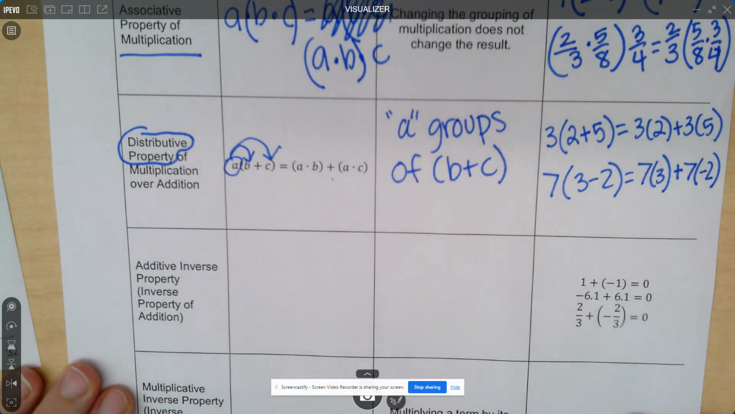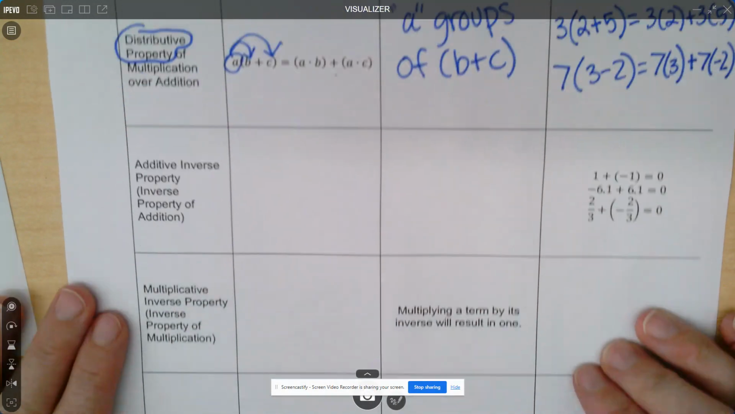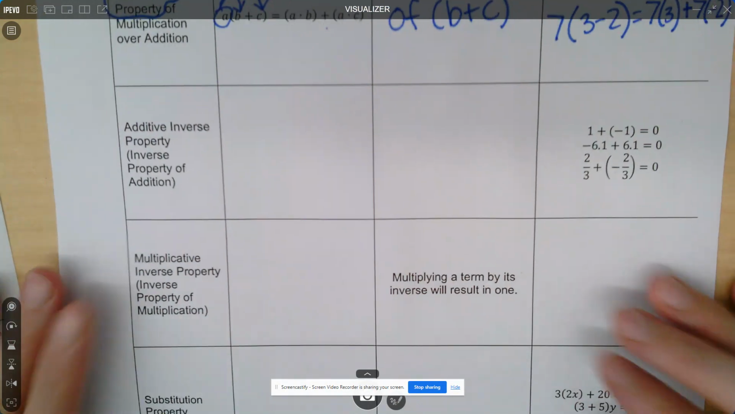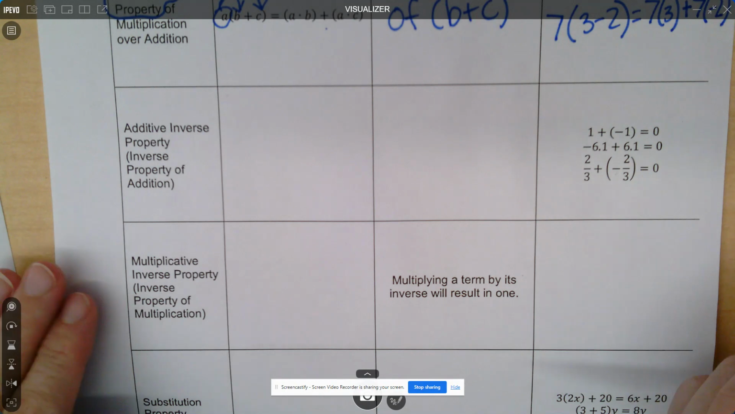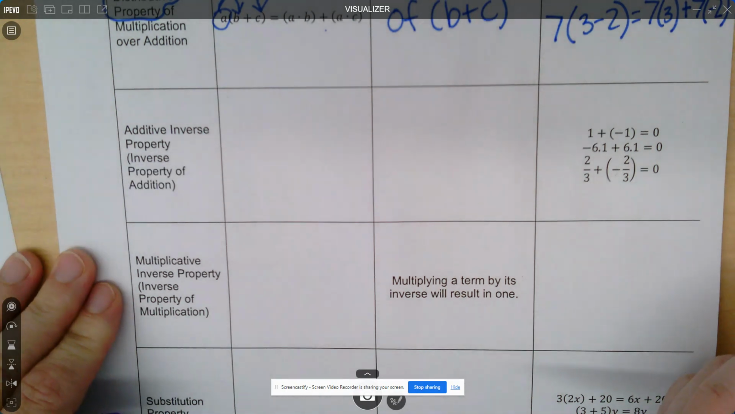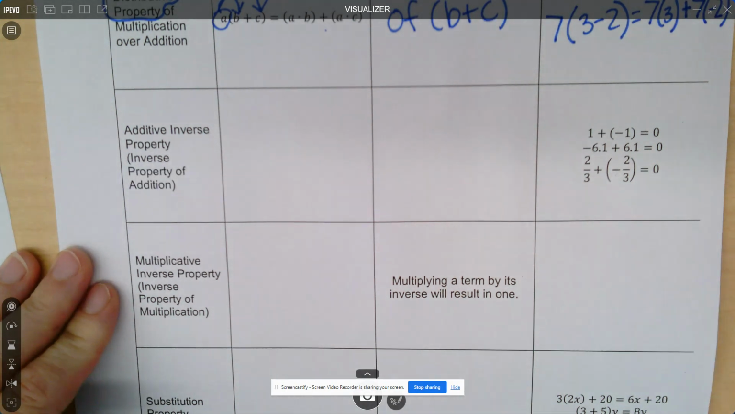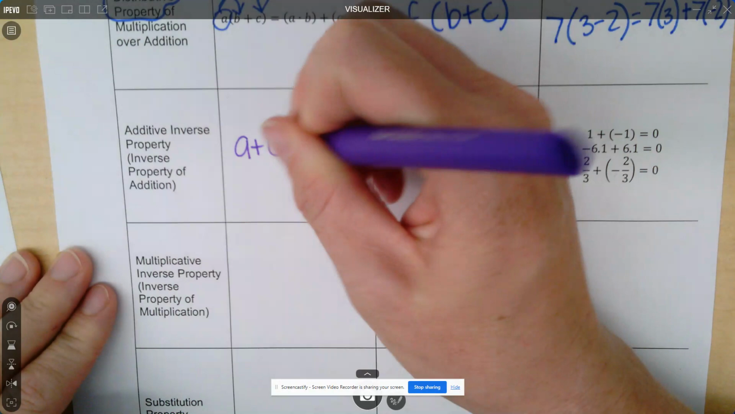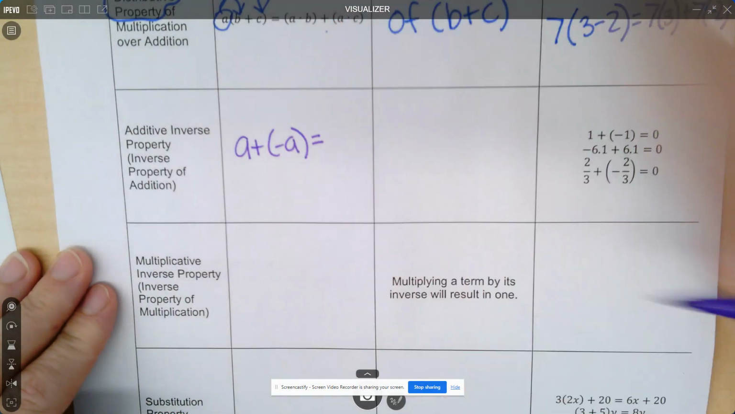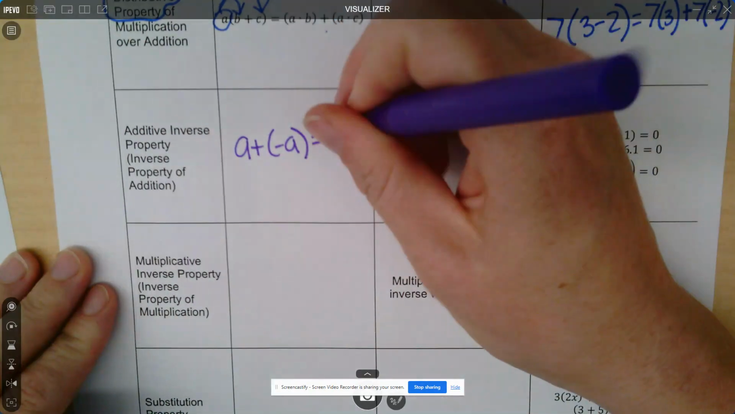The next property is really important, and we've looked at this already when we were looking at our chip models, and this is the additive inverse property, or the inverse property of addition. So we've talked about how the additive inverse property is a number and its opposite, and we know that a number added to its opposite is going to get us that additive identity, which is 0.